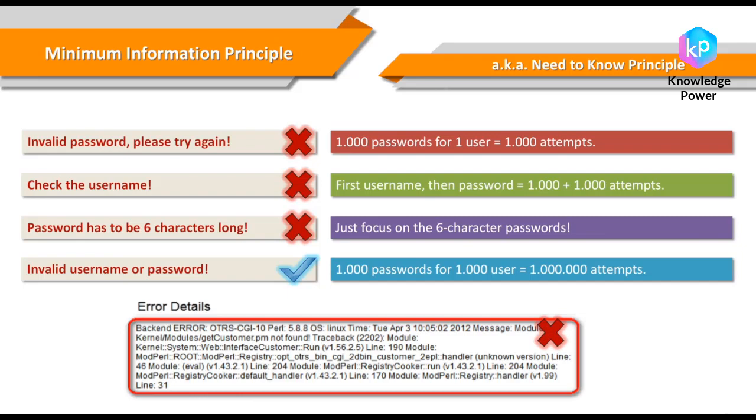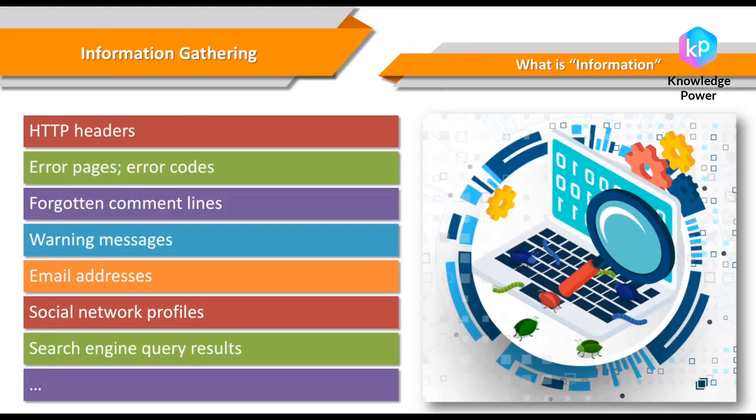You get the point. So, what is all this information we gather? Everything that we retrieve from the server or the app is information we can use. HTTP headers such as Server or X-Powered-By headers, error and warning messages that we saw some examples of on the previous slide. Comment lines of the web pages may contain sensitive data. We talked about that before. Email addresses of the employees or employers.